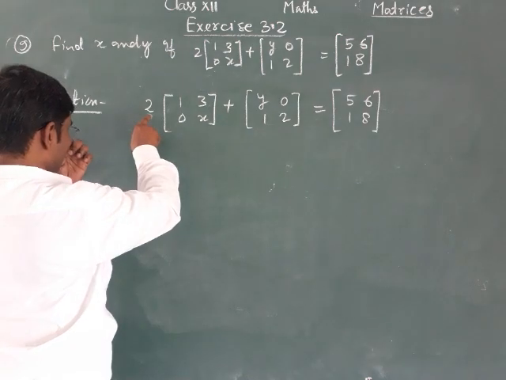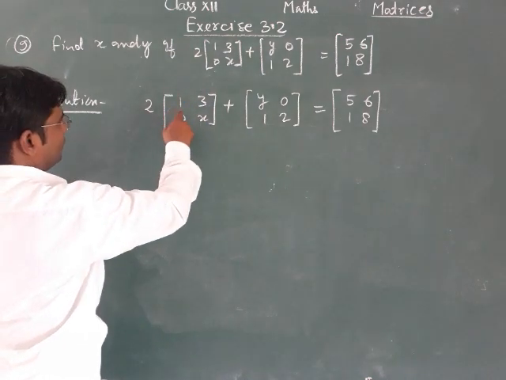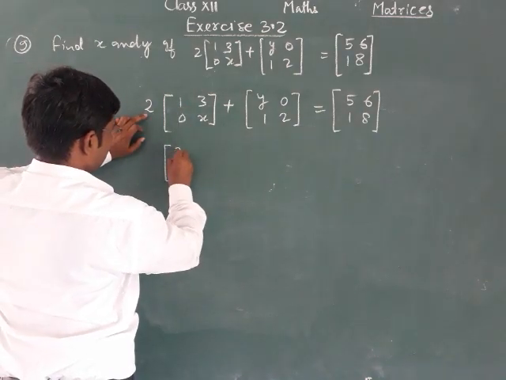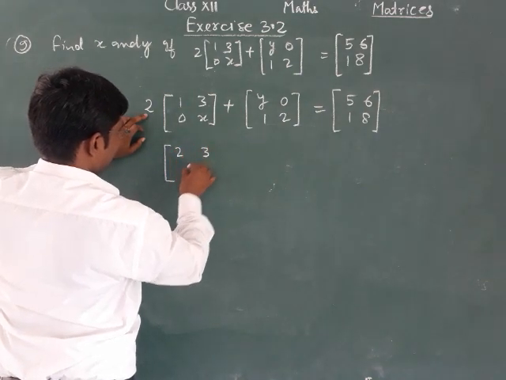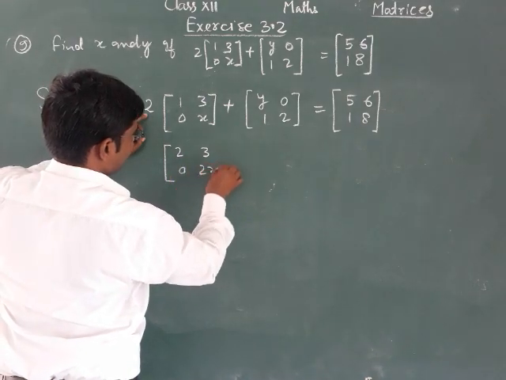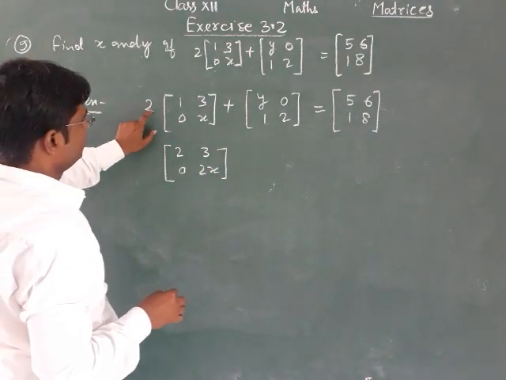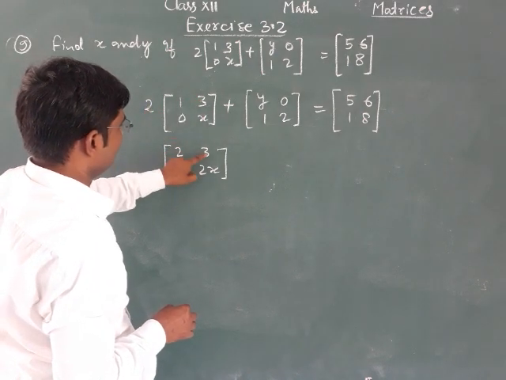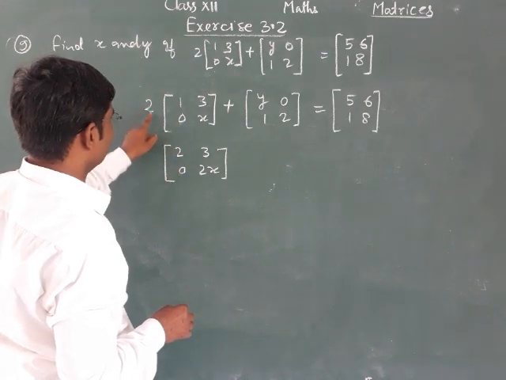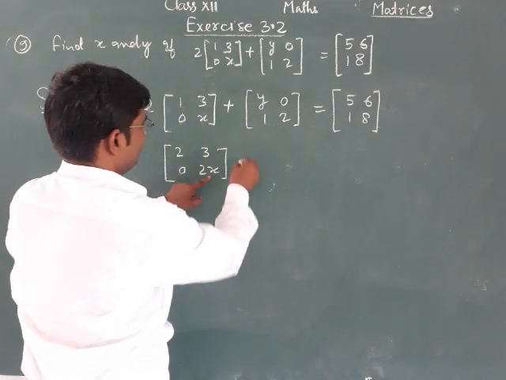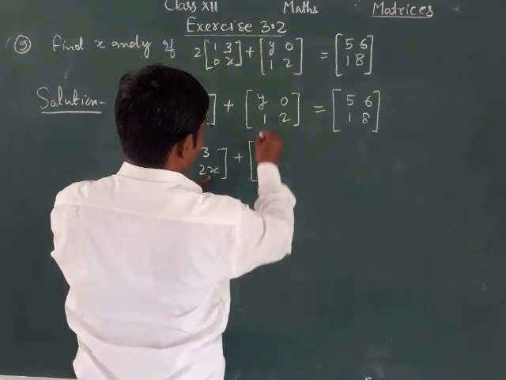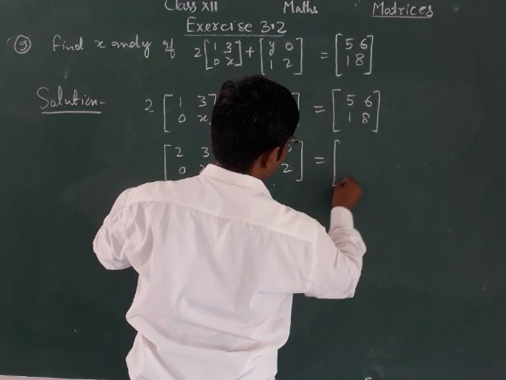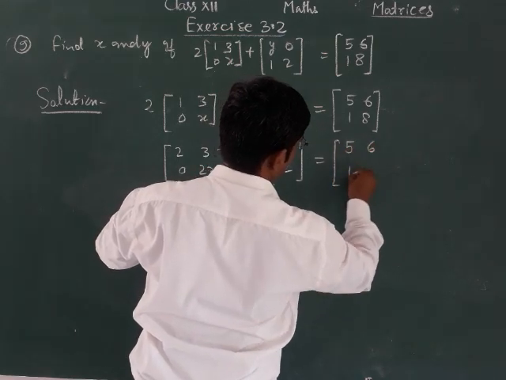So now multiply each element of the matrix by 2. So 2 into 1 is 2, 2 into 3 is 6, 2 into 0 is 0, 2 into x is 2x. And also plus the matrix [y, 0; 1, 2], and this is equal to another matrix [5, 6; 1, 8].